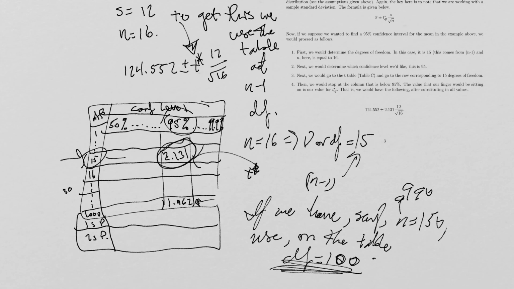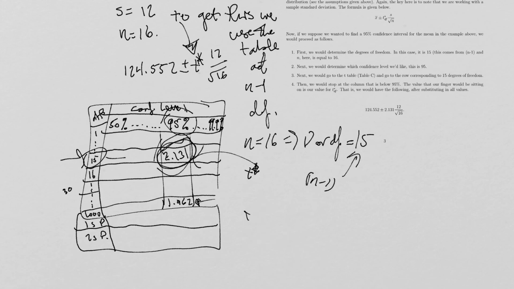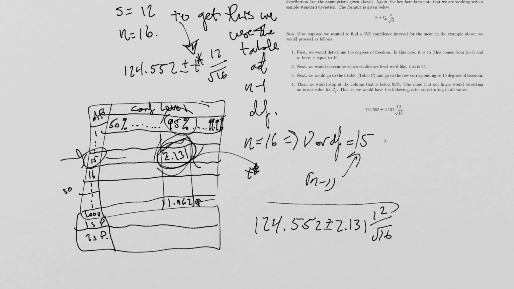Okay, so just to finish off this problem real quick so I can give you a very precise answer. The confidence interval would look like this: 124.552 plus or minus 2.131 times 12 over the square root of 16. And that's your answer. And we're done.